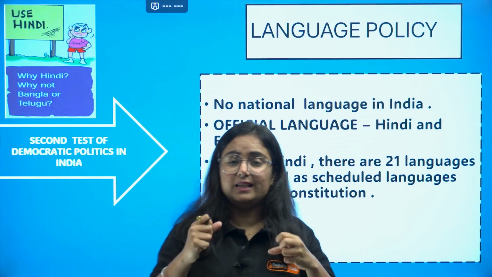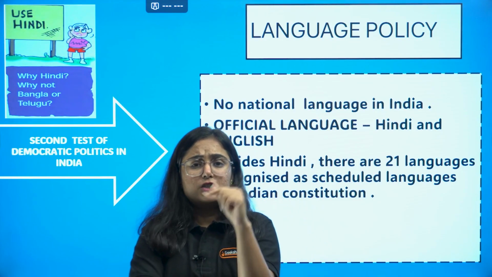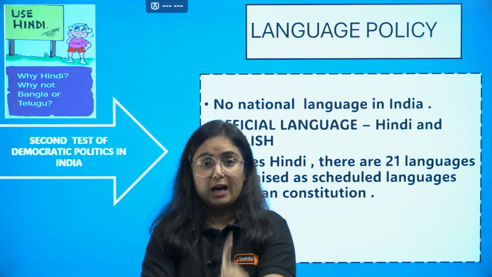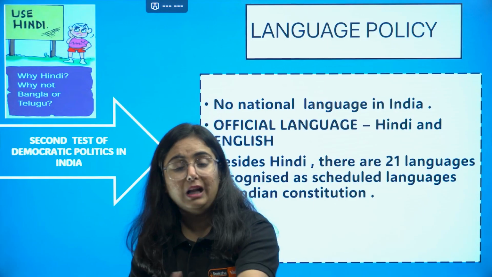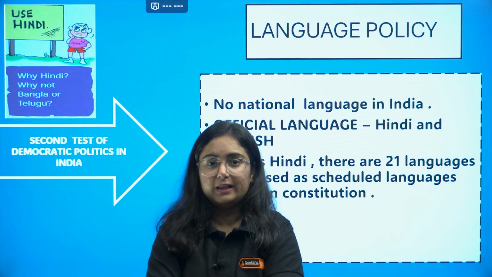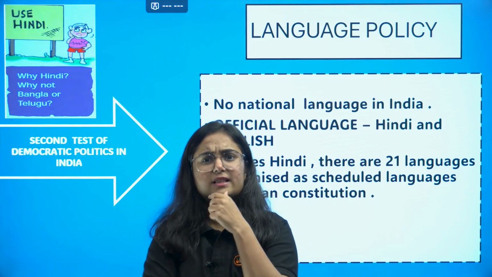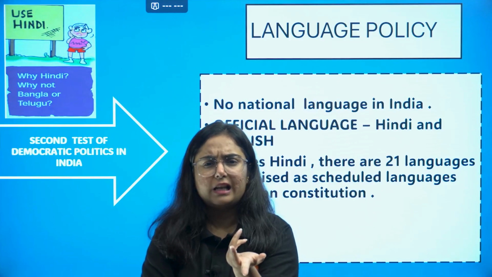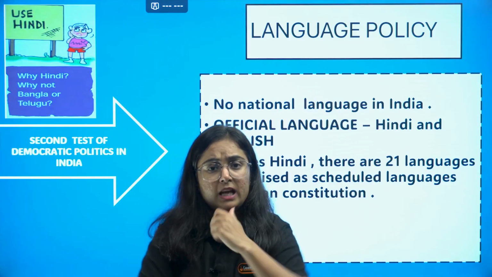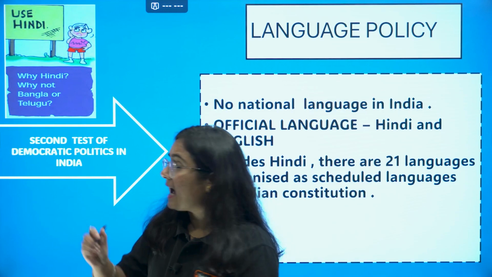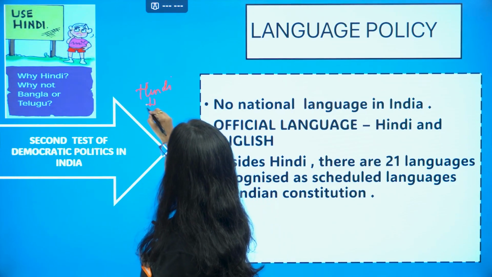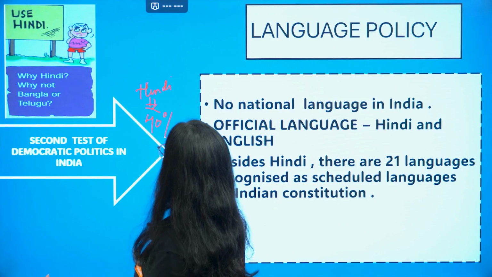When they sat and decided what should be the national language for India, because a national language is the language which is spoken by all the nationals within the territory, they saw that there is no common language among Indians. Then they looked at the census and evaluated that Hindi is spoken by only 40% of Indians.